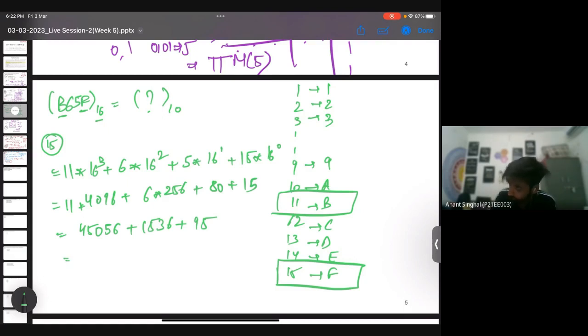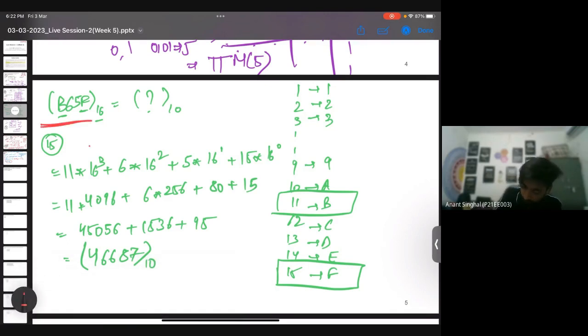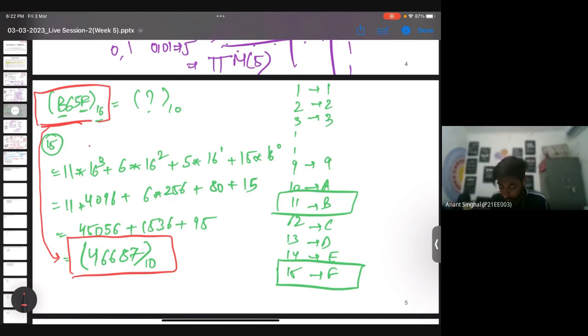So if I try to add up all these terms, this is nothing but 45056, and then I have a 95. So it will come as 46687, and this is to the base 10. So this number, if I try to convert it to its decimal equivalent, it will be nothing but this. I hope this is clear.